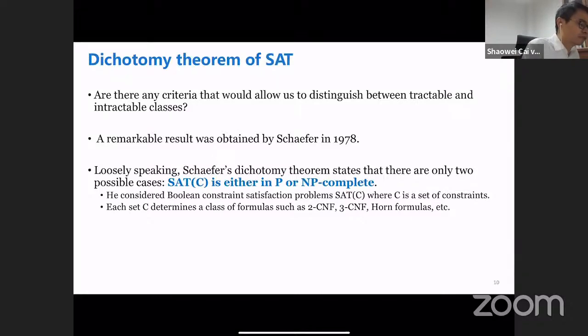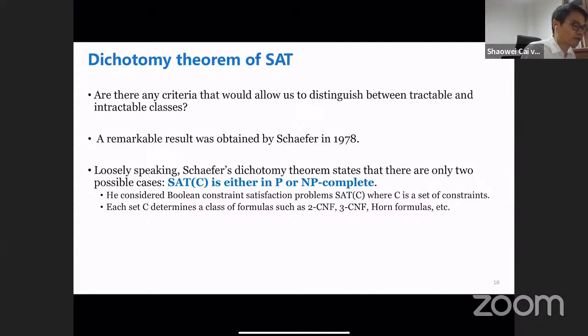And then we are curious about, is there any criteria that allow us to distinguish between treatable or intractable classes? And surprisingly, yes. And this is a very significant result obtained by Schaefer in 1978. Loosely speaking, this dichotomy theorem states that every subclass of SAT can either be in P or NP-complete.